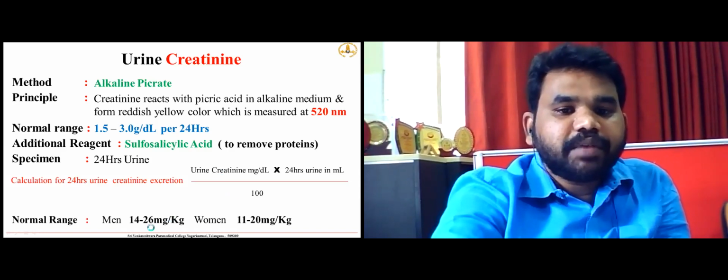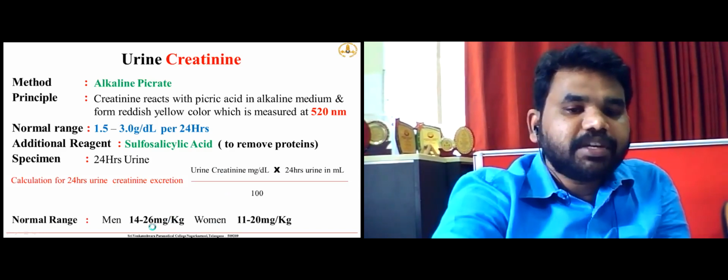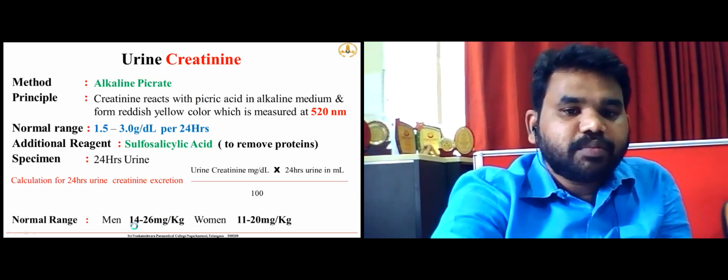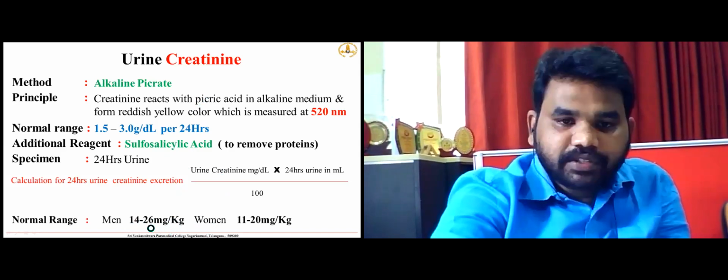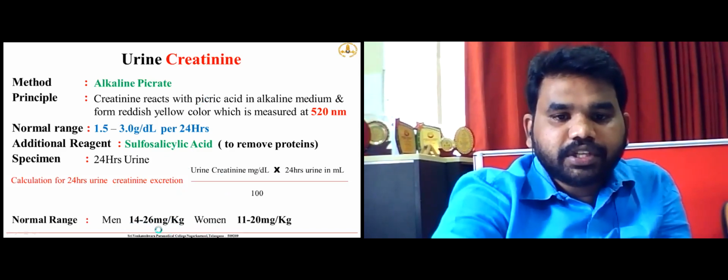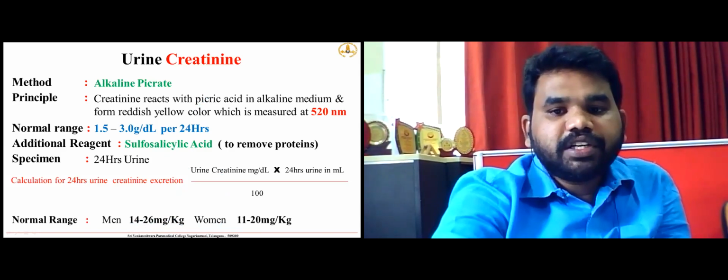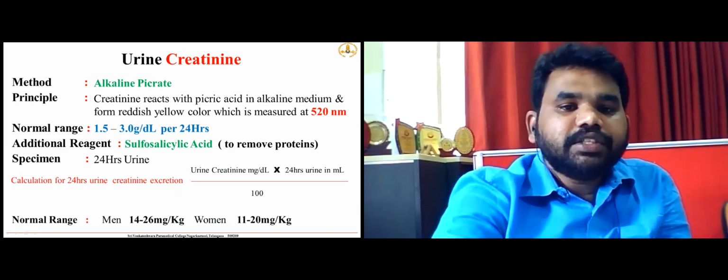And the normal range in men is different and in women is different, because this creatinine totally depends on the muscle mass. So men will have more muscle mass when compared with women. So that's why we have two different values. Men's value is 14 to 26 milligram per kg, and women's is 11 to 20 milligram per kg.